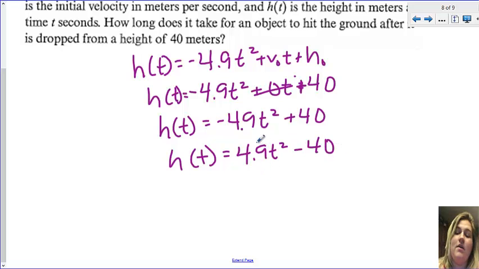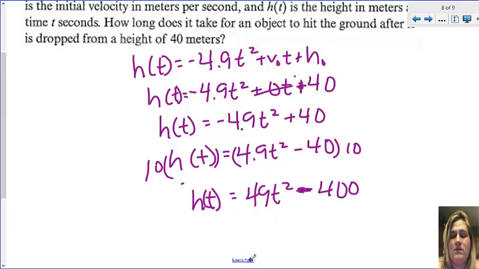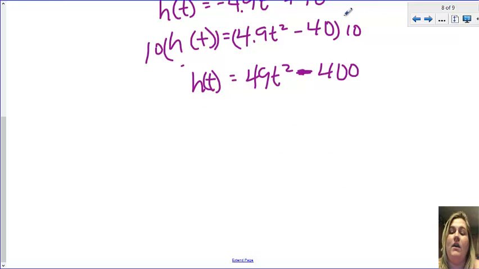Now 4.9 is a perfect square, so is t squared, but 40 is not. A way to make this a perfect square really quickly would be to multiply it by 10. So if I multiply the whole thing by 10, which I can do to both sides, okay? So I have h of t is equal to 49 t squared minus, not an equal sign, minus 400. Okay, now at this point I can go ahead and factor it.